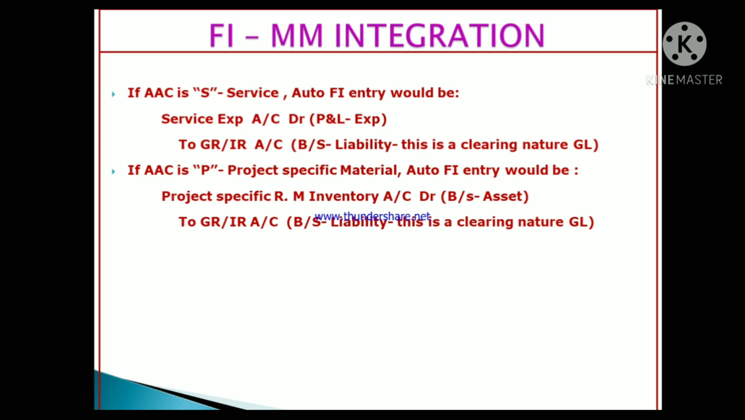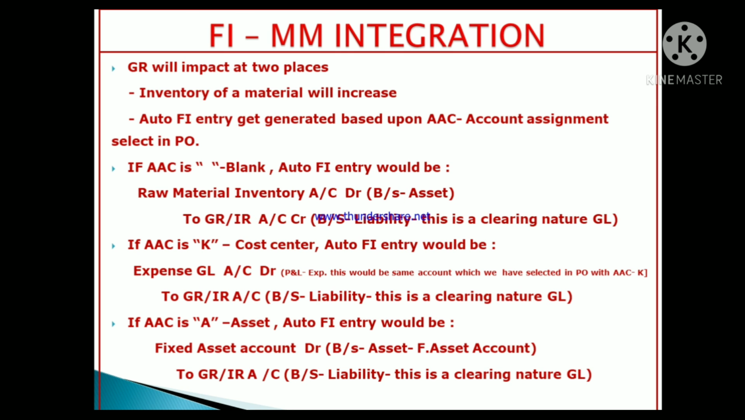So these are the types of AAC which we select in a PO, and other AACs can also be created as per your business requirement. As per your business requirement, it may be more than this also. But mostly we use these AACs in a PO. So I have discussed all these types of account assignment categories and their journal entries, and I have explained the impact of these journal entries.